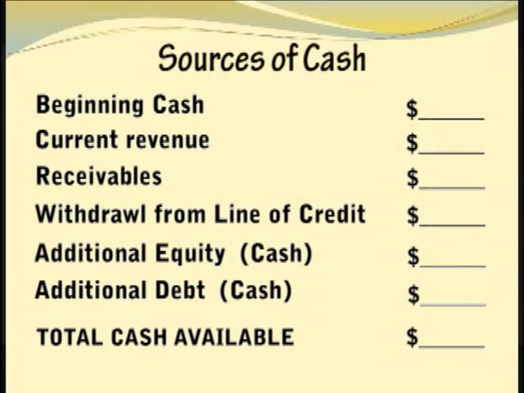Sources of cash is coming from the revenues that you're collecting. The receivables are an important piece of this, and it's very important to manage the aging of those receivables. Other cash that's coming into the business might be in the form of a line of credit that you withdraw from, other owner equity that's being invested into the business, or other debt that's being invested into the business. That gives you your total sources of cash.